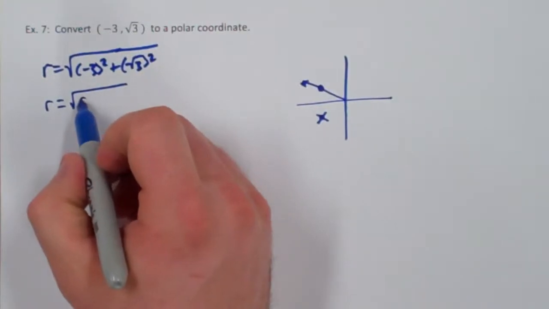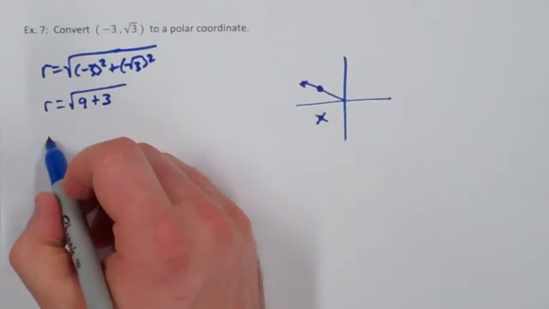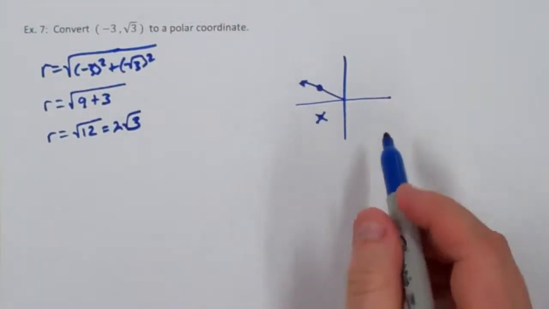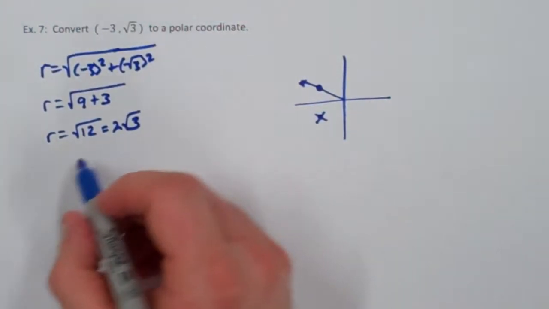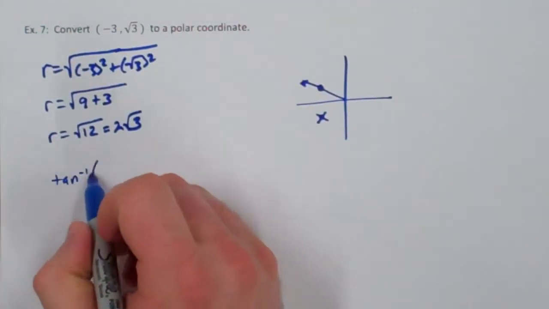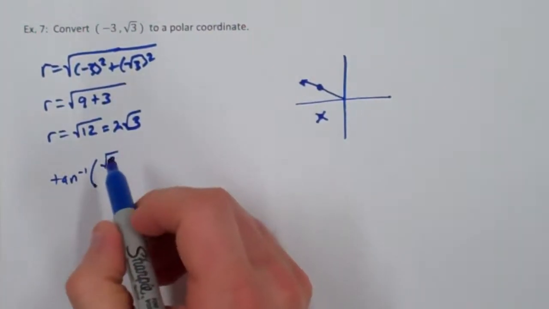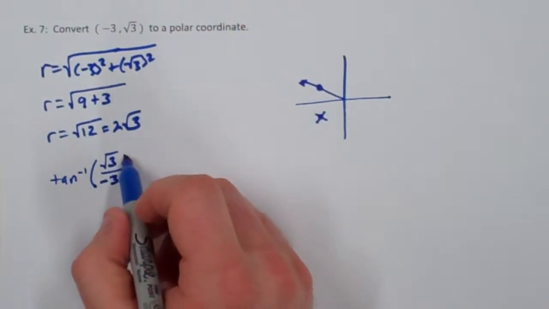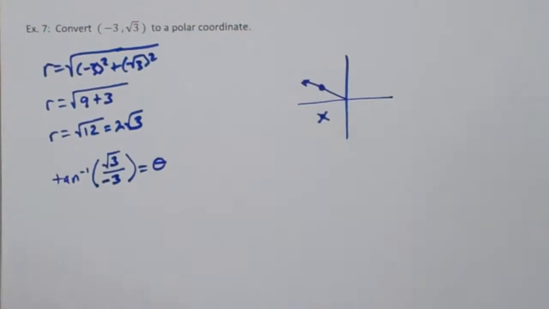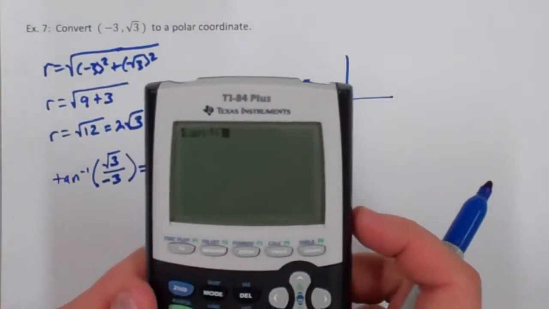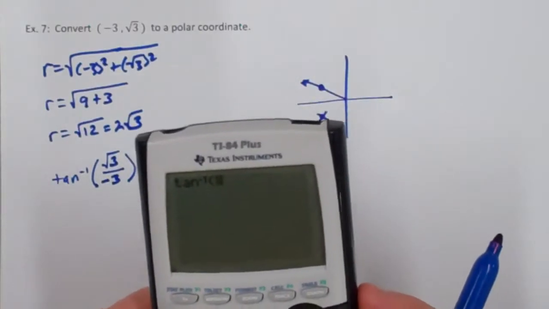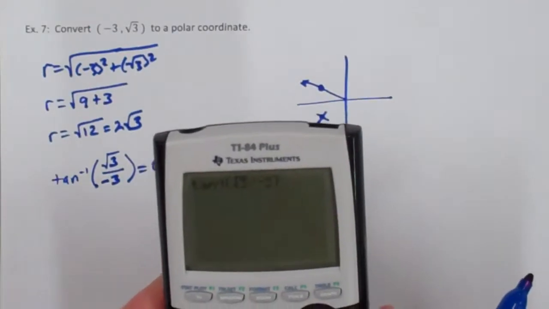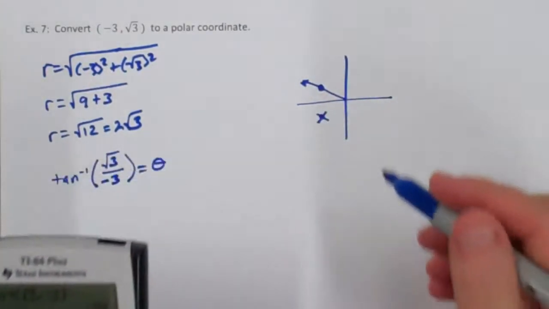If we do a little simplification, that's 9, that's 3. So r will be the square root of 12, which is also 2 root 3. To find out the value of theta, we can do the inverse tangent of y, which is root 3, over x, which is negative 3. If we type this in our calculator, we'll do second tangent, which will get us the inverse tangent, and then we'll do root 3 divided by negative 3. And that gets us to negative 30 degrees.